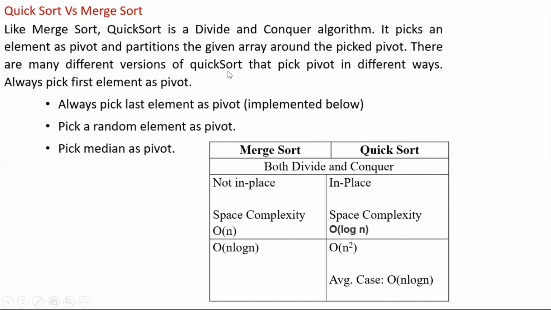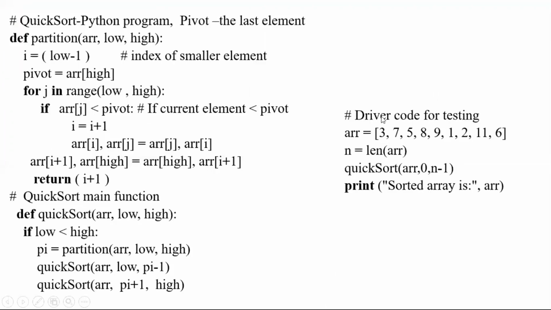There are many different versions of quicksort that pick the pivot in different ways. We can pick the pivot as the first element or the last element as we implemented in our example, or we can take any random element as a pivot or pick the pivot as a median element.